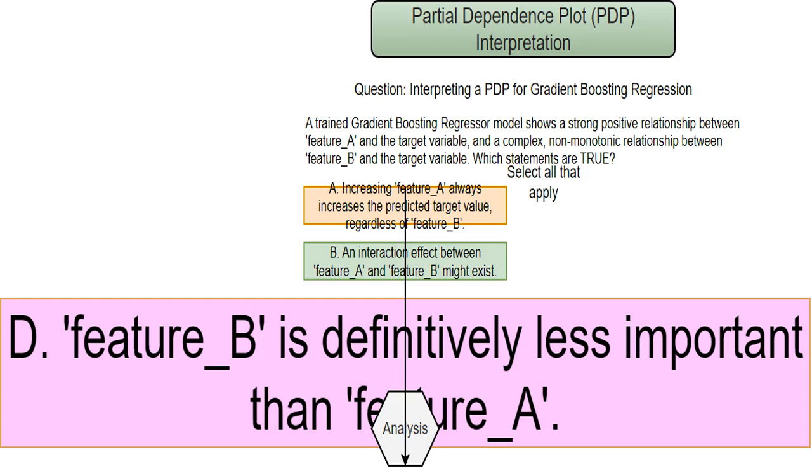I cannot definitively conclude this from the PDP alone. The PDP shows the marginal effect of each feature, averaging over other features. Feature B might have significant influence through interactions, even if its simple marginal effect seems less pronounced than feature A's.